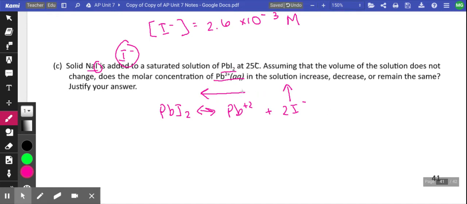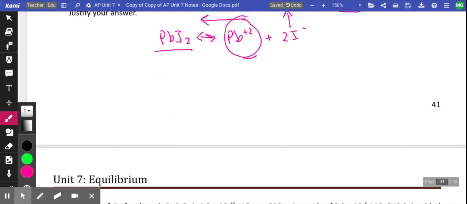Well, if I'm shifting to favor the reverse reaction here and making more of the solid, that's going to happen at the expense of this Pb plus 2. It's going to be used up. So it will decrease because of this common ion effect causing the shift in equilibrium.